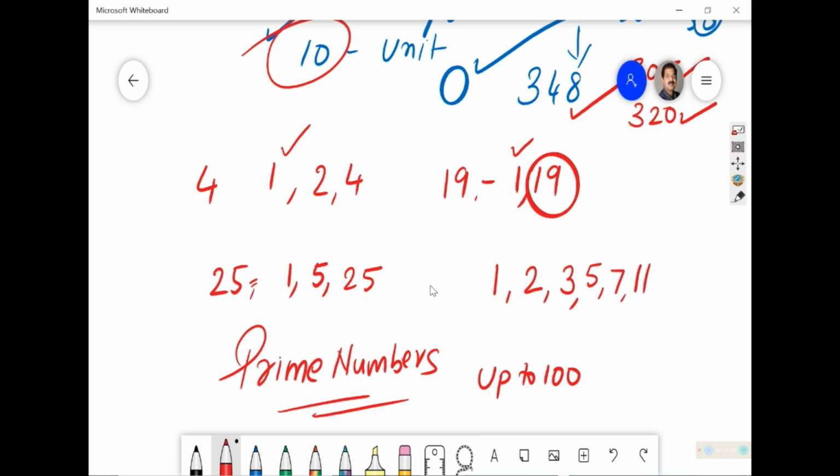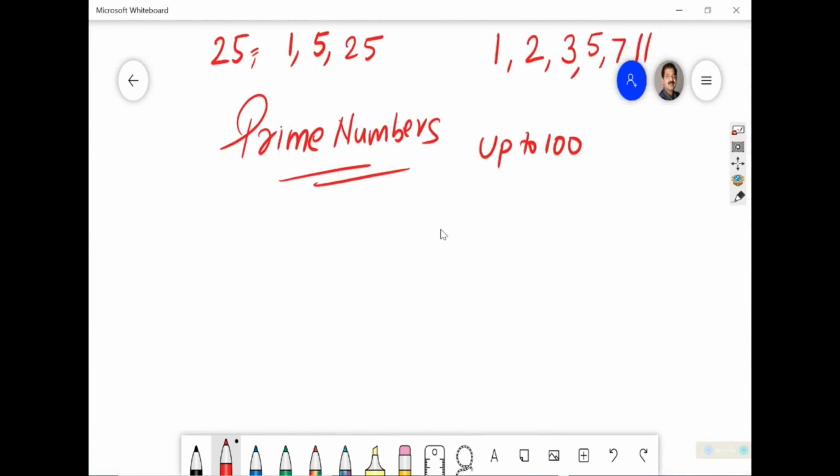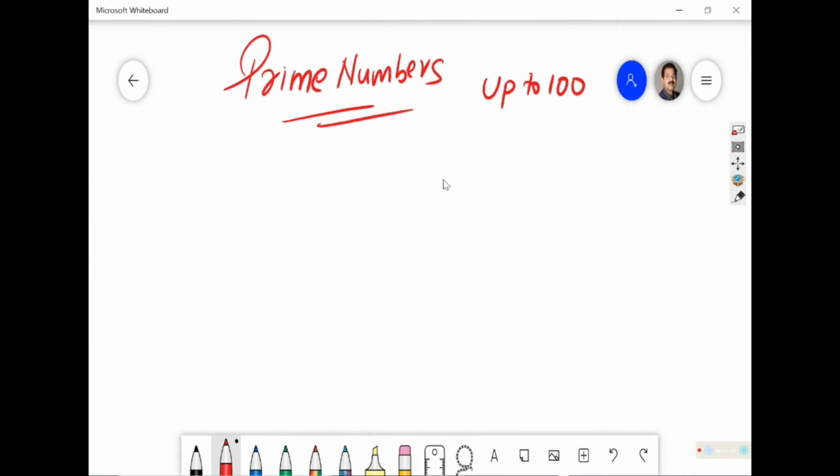Don't think you will have to write very many numbers, you won't have to. Very few numbers are there, because by that time, as you go ahead, almost all numbers are divisible. Very few are not divisible by any other number than itself.